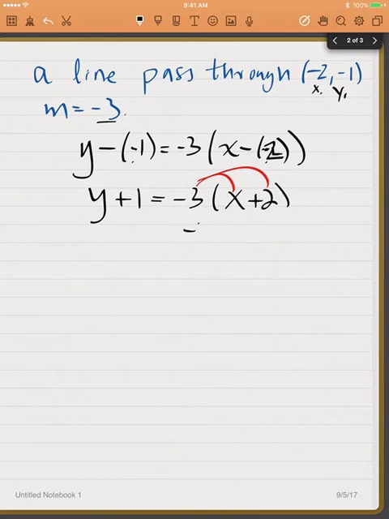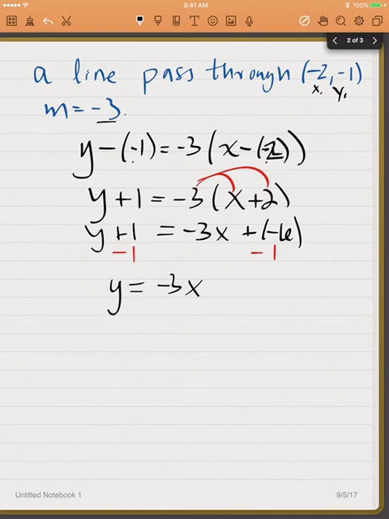This becomes -3x plus -6. Bring everything else down. Subtract the 1 over. And we get y equals -3x minus 7, and I'm done. Alrighty.